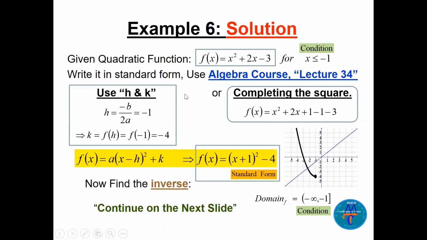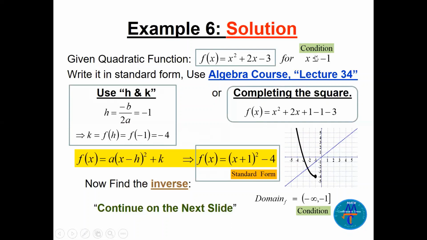And then there are two ways we can put this function in standard form. So I can take h and k. You can review the algebra course lecture 34, please. h will be minus b over 2a. See here, from minus b over 2a, it's -1. k will be f of h, f of -1, replace -1 there, get -4. Now this is the equation in standard form here. See this yellow standard, (x plus 1) squared minus 4. Or you can do completing the square. You take the coefficient of x, this is already 1, divide by 2, square it, you add 1, subtract 1, then you continue.